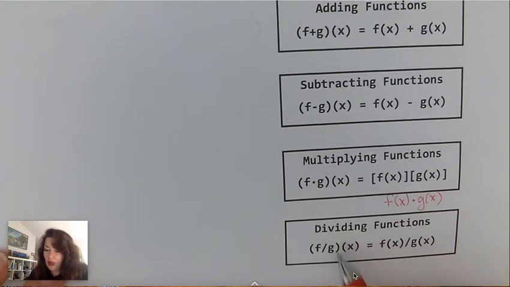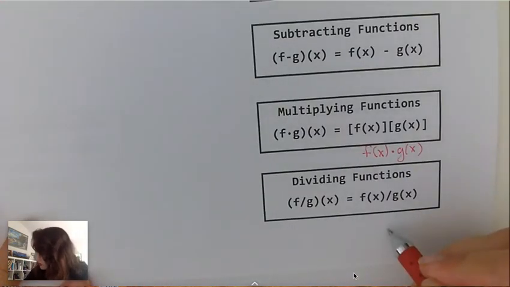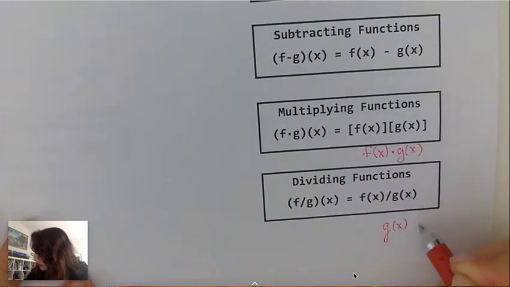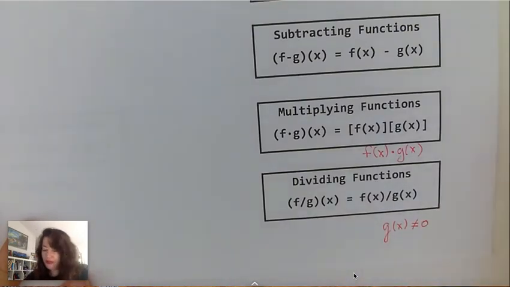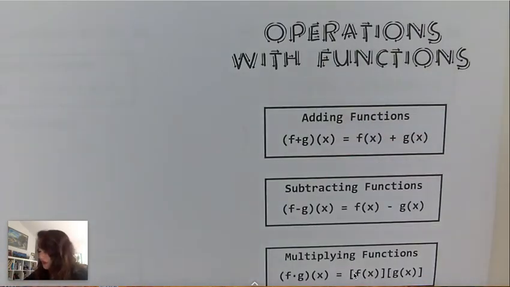And dividing, we have f divided by g of x is the same as f of x divided by g of x. And that, of course, is as long as g of x does not equal 0. So let's look at a few examples of how we would work with operations with functions.